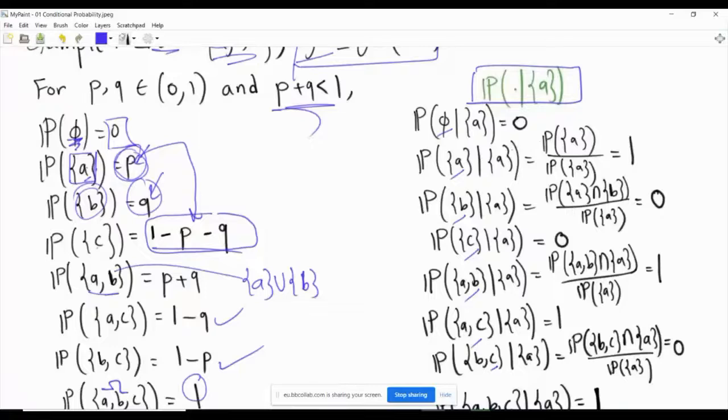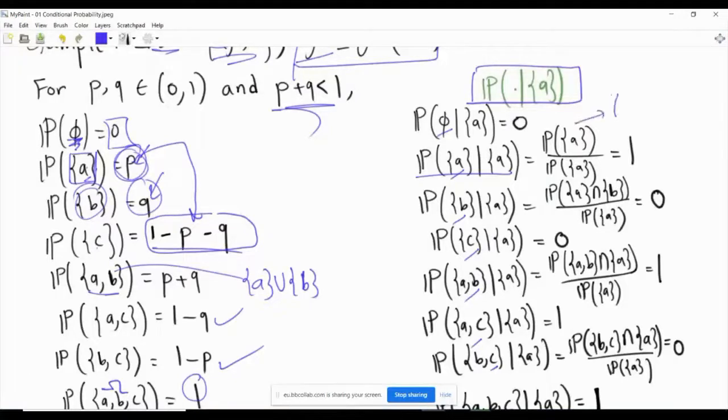And this ratio, in the numerator, we have the probability of the intersection of the event with the event we are conditioning on. And in the denominator, we have the probability of the event we are conditioning on. Okay, so what is this probability? What is the probability of A given A?